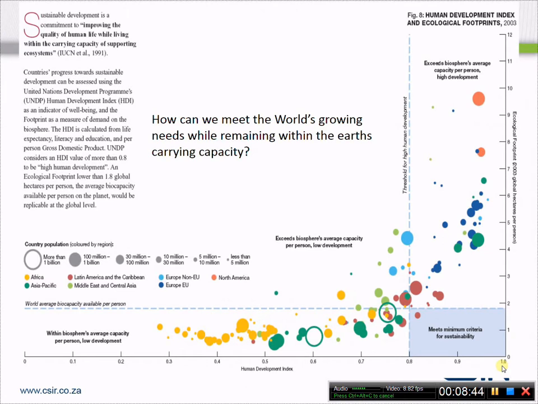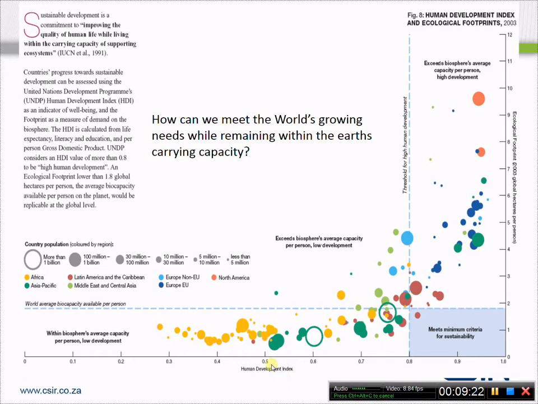So these are some of the current challenges that we face today, and some of the big questions that we need to answer, such as, how can we meet the world's growing needs while remaining within the Earth's carrying capacity? This graph shows the Human Development Index on the x-axis and the ecological footprint on the y-axis. The Human Development Index is a composite measure consisting of life expectancy, education, and GDP per capita.